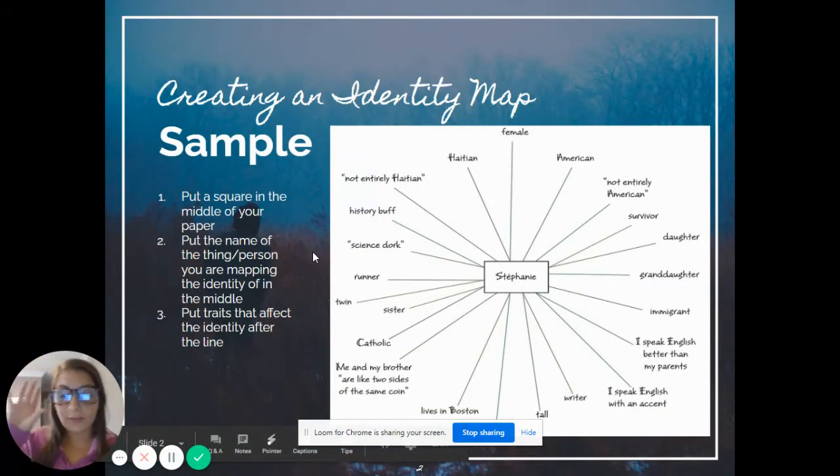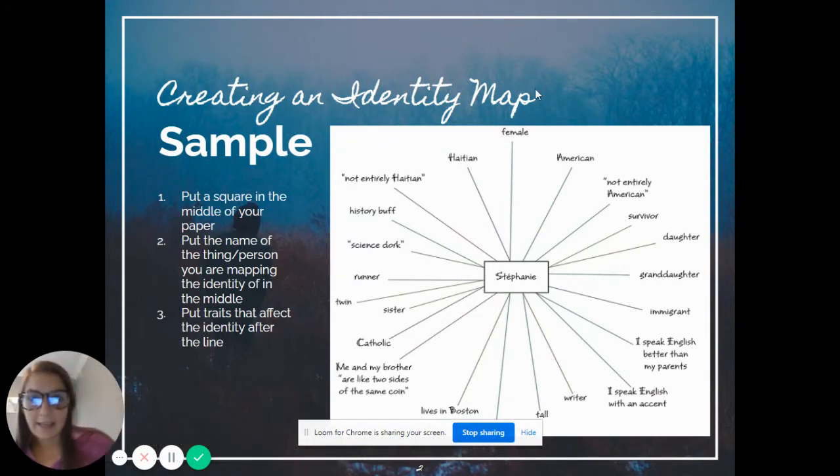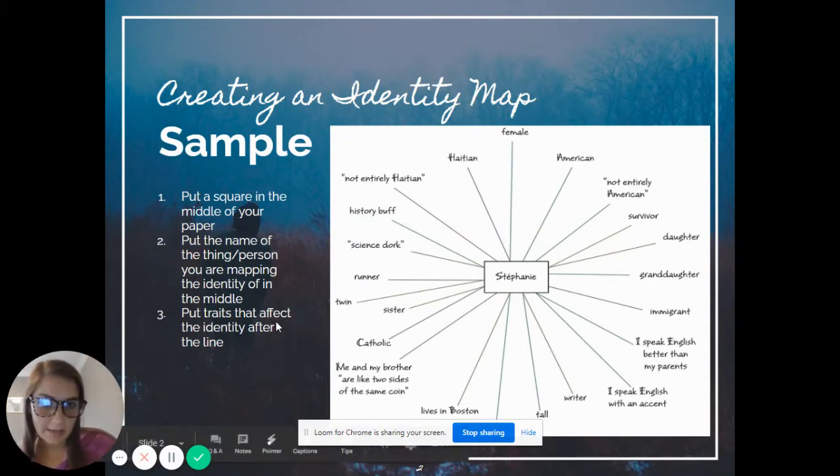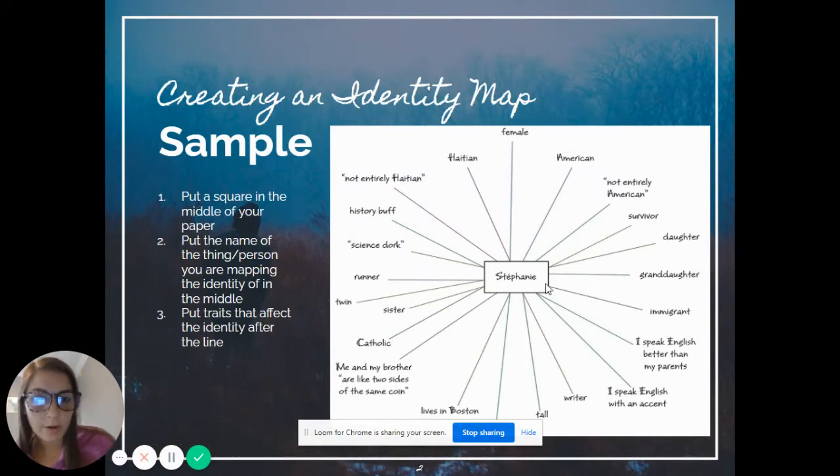So the first thing we're going to do is create an identity map. So I'm going to show you exactly what is an identity map. Normally there's a circle or square in the middle of the page. That is where you put the name of the thing or person you are mapping the identity of in the middle. So this is a person named Stephanie. On the outside, there are going to be traits that affect their identity after the line.